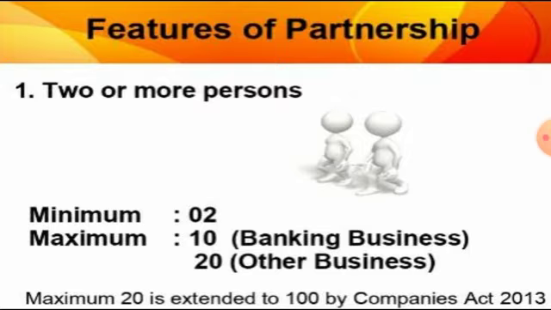Under this, the first feature is two or more persons. That is, there must be two or more persons to constitute a partnership. A single person cannot enter into partnership with himself. There must be at least two persons to form a partnership. The maximum number of persons who can be partners in a firm is 10 in the case of a firm carrying on banking business and 20 in the case of a firm carrying on any other business.